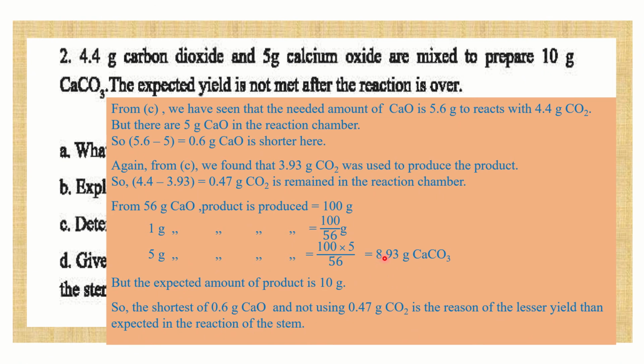So why do we get this lesser amount of product? I told you there are two reasons. One is that there are 0.6 gram less calcium oxide in the reaction chamber, and 0.47 gram carbon dioxide remained in the reaction chamber, and so we don't get the expected amount of product. That means 10 gram. We get only 8.93 gram product from this reaction. So for this question you have to give the logic mathematically.